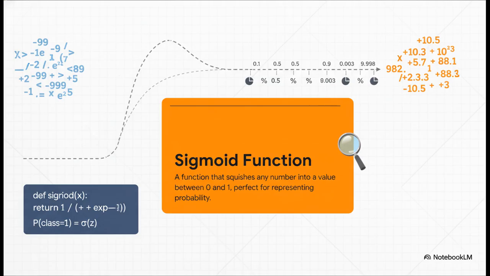So, here's the key takeaway. It doesn't matter what crazy number the model spits out internally, big, small, negative, whatever. The sigmoid function acts like a little compressor. It takes that number and just squishes it down, so it always fits perfectly on a scale from 0 to 1. It's the perfect translator to turn raw math into a clean probability.